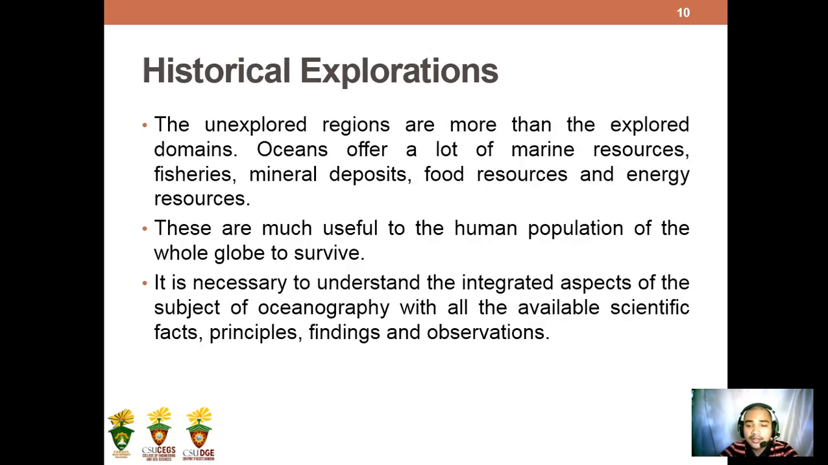And according to the source of this slide, the unexplored regions are more than, no, the explored domain. So tungod sa kadako sa extent of the oceans, those unexplored areas are more than, no, mas dako pa compared sa katong na-explored na. So ingon na kadako ang extent sa atong water bodies.